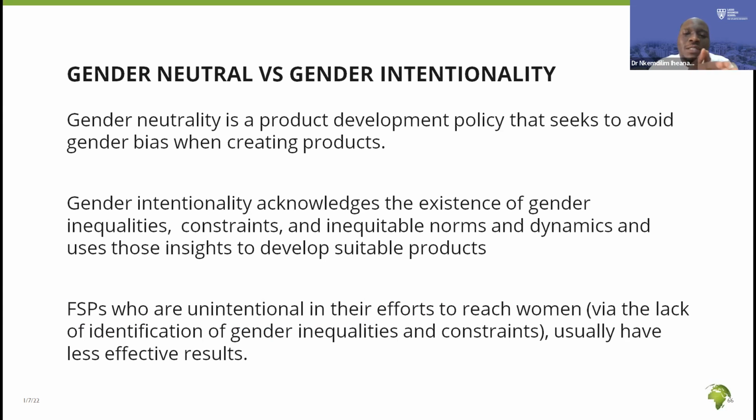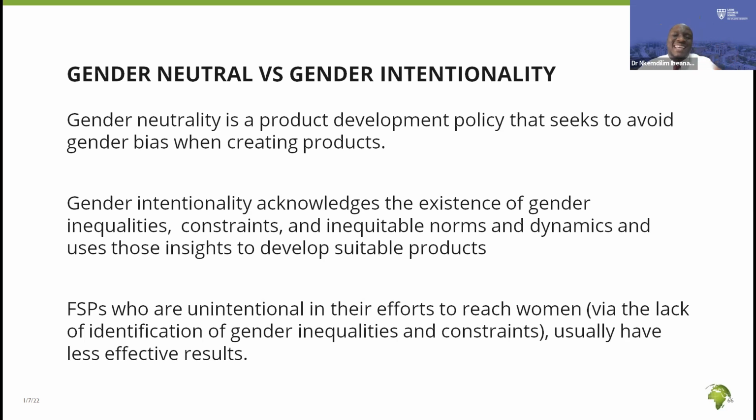Now, what's the difference between gender neutrality and gender intentionality? It's very important to understand what these two terminologies mean, because they have significant implications for us as financial services providers, even as we go ahead to design and deploy products. Gender neutrality is a policy by an institution that seeks to avoid a gender bias when creating products. So when a product is gender neutral, the product does not speak to the needs of men or the needs of women. The product simply speaks to the need of the generic consumer.